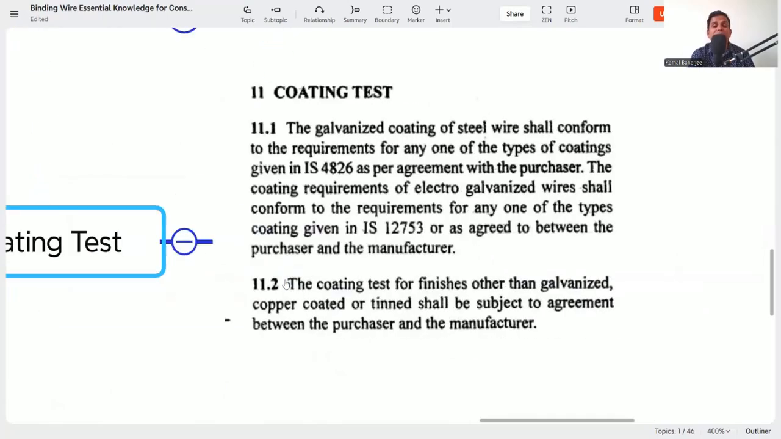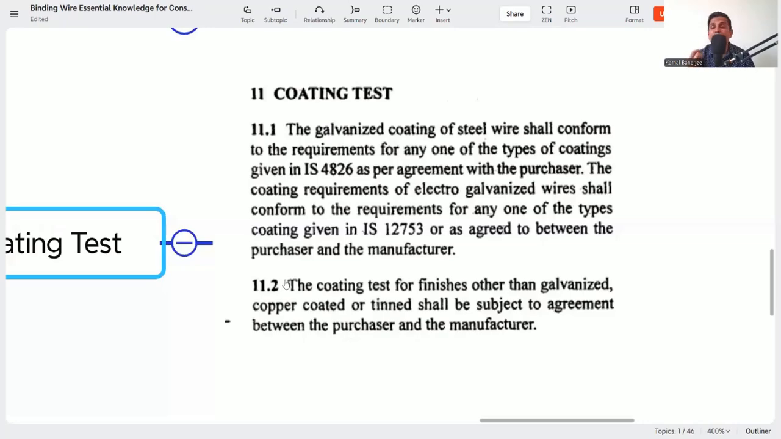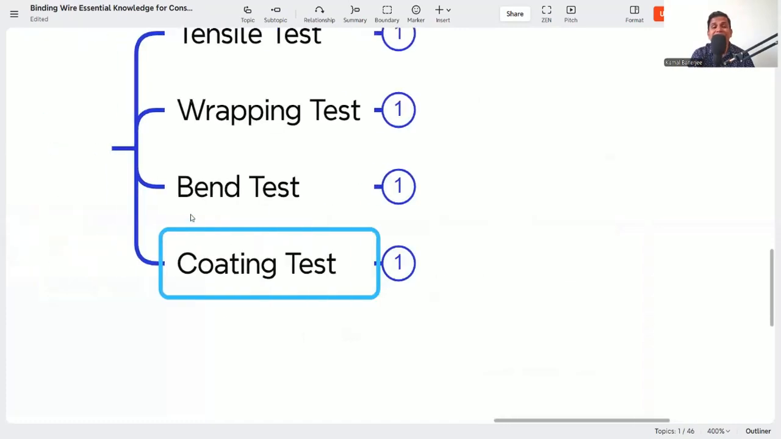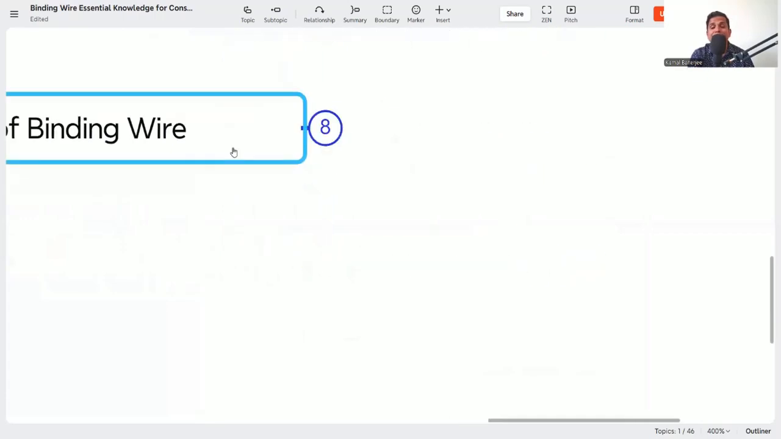See, coating is there, so you need to check the coating thickness and what the requirement is. The galvanized coating of steel wire shall conform to the requirements of any of the types of coatings given in IS 4826. So for coating also, whatever the code has given, you need to satisfy it whenever you are doing the test in the laboratory for your binding wire.